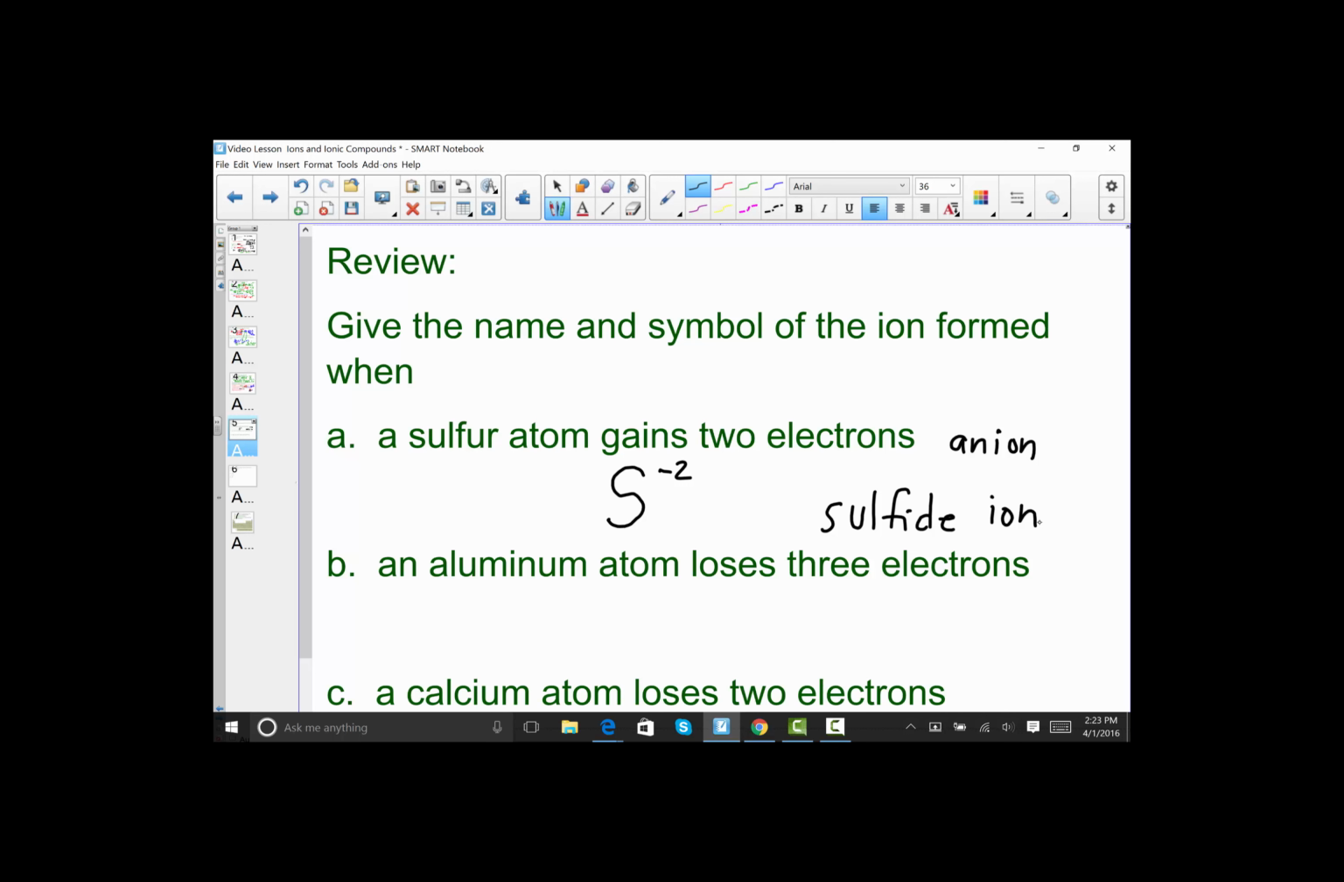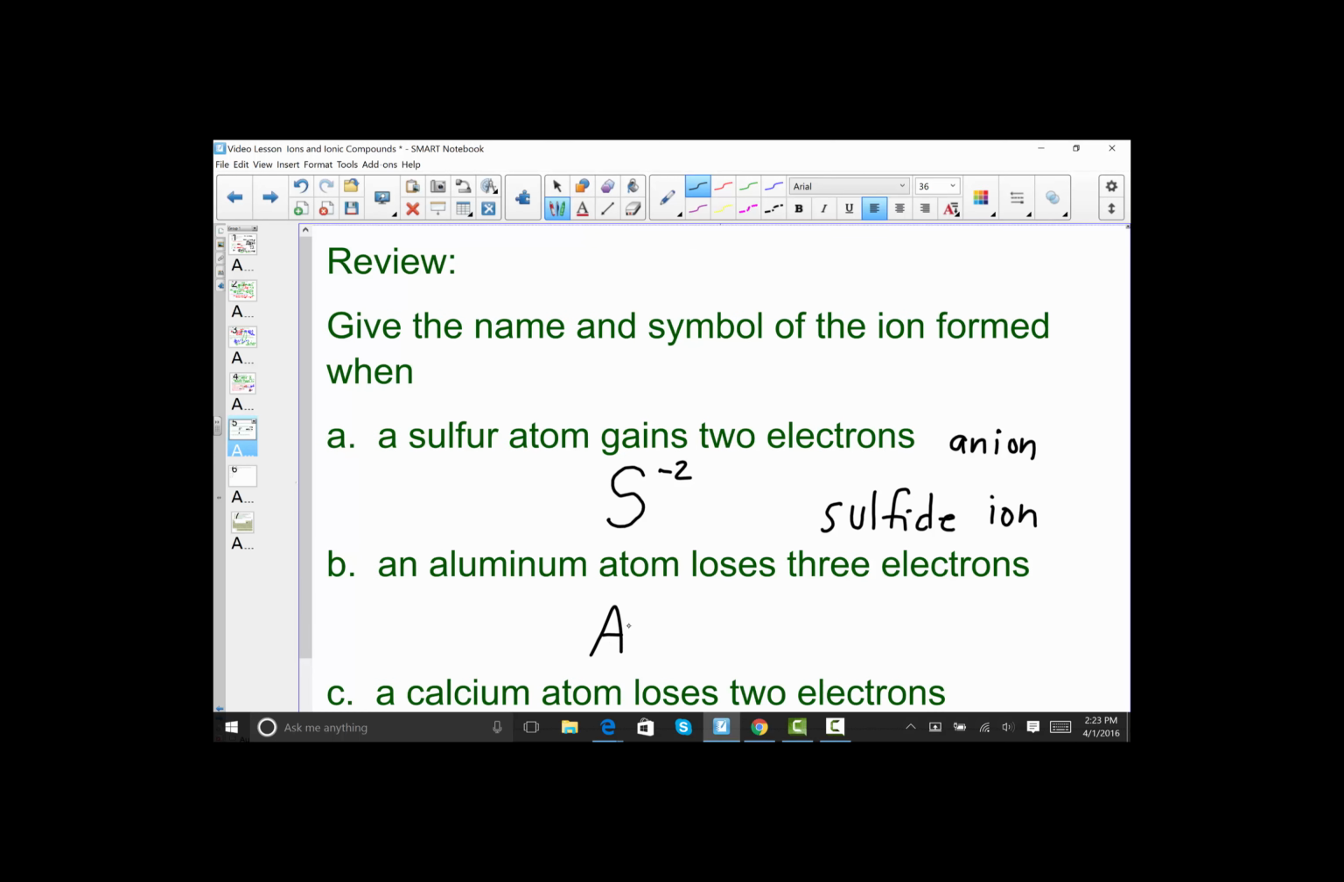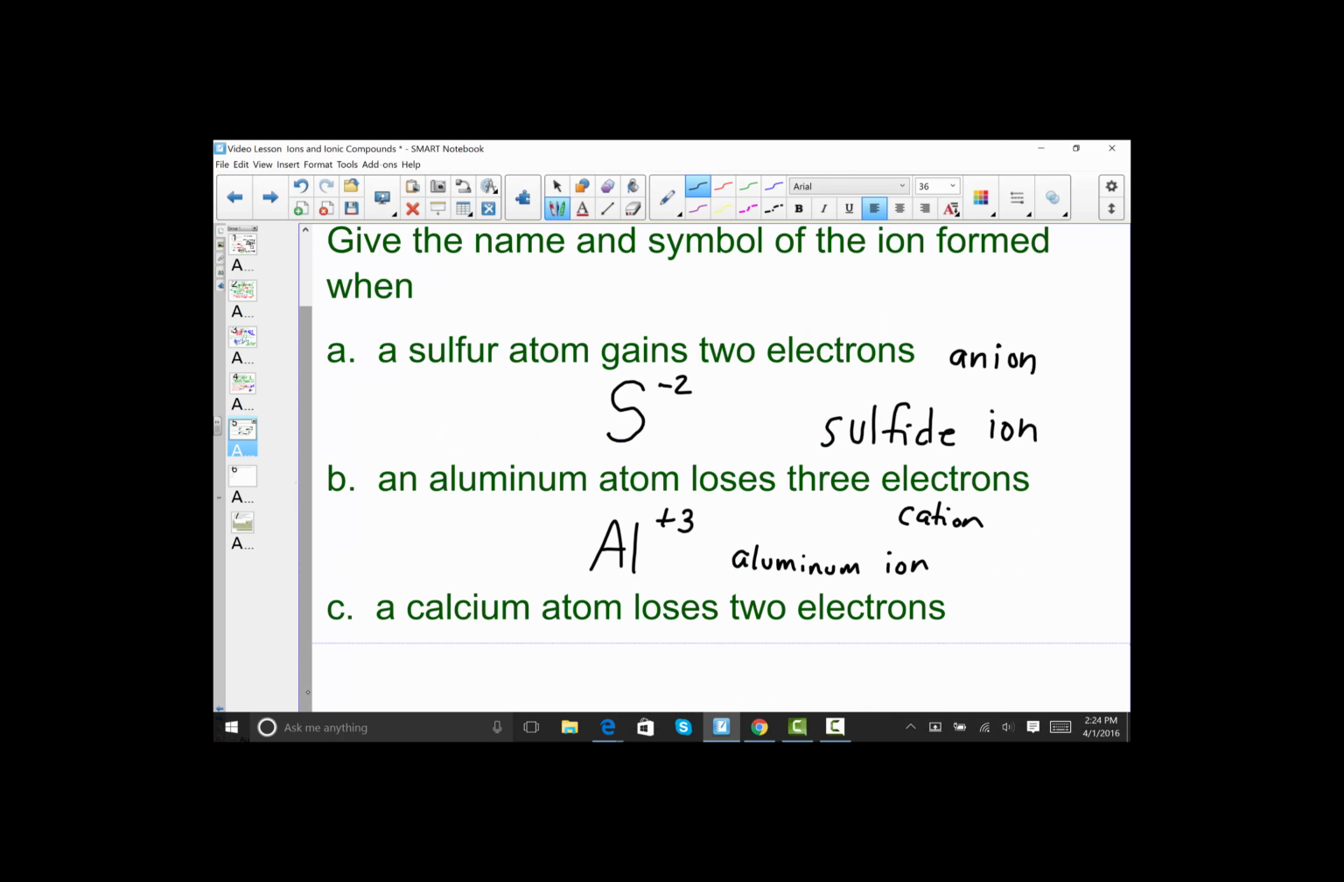An aluminum atom loses 3 electrons. The symbol for aluminum right here is Al. We begin by writing its symbol. If I leave it just as this, I would think it's a neutral atom. Loss of electrons makes a positive cation, and it lost 3. Aluminum ion is Al plus 3.